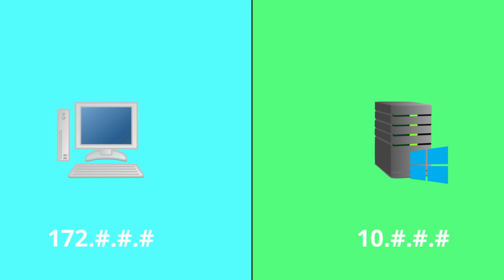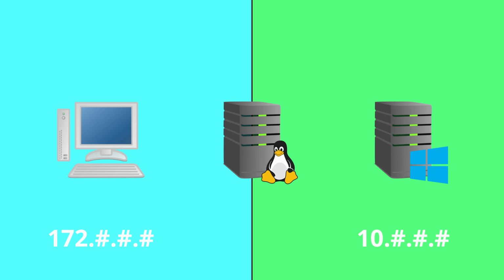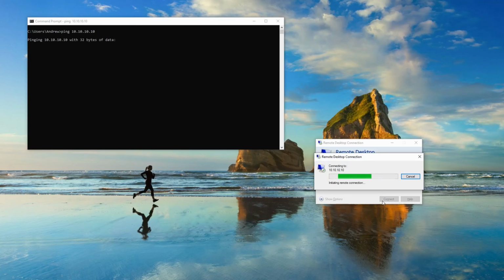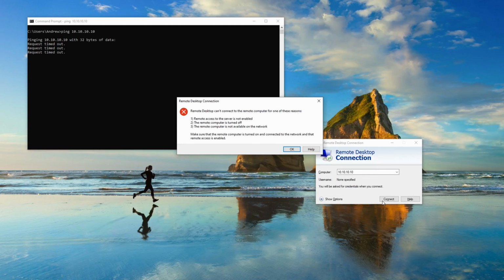For this we'll need a lab, so here's one I made earlier. My computer is here in the blue network. The blue network has IP addresses starting with 172. I have a Windows server in the green network. The green network has IP addresses starting with 10. Straddling both networks, we have a Linux server. It has network interfaces in both the blue and green networks, but it's not routing between them. The IP address of my Windows server is 10.10.10.10, but I can't ping it or remote desktop to it because there's no connectivity between blue and green.